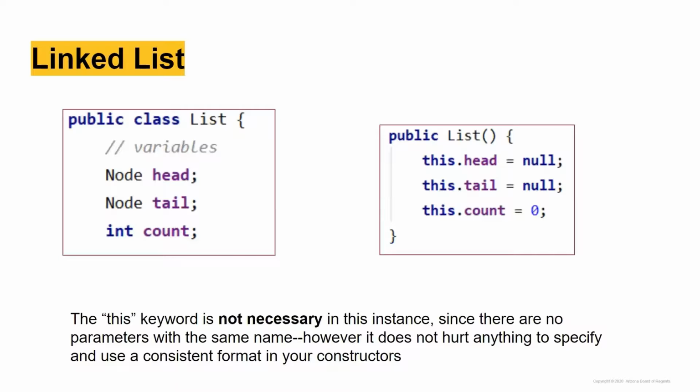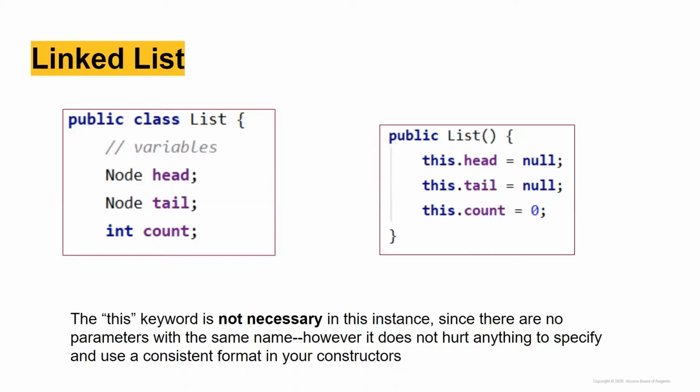So here on the left, we have our class declaration, public class list, and the variables it keeps track of are a node reference called head, a node reference called tail, and an integer called count. And we are just going to use an unparameterized constructor where when we instantiate an object of list type, we have the head set to null, the tail set to null, and the count starting at 0.